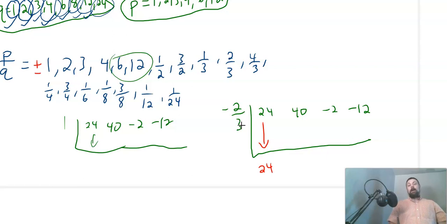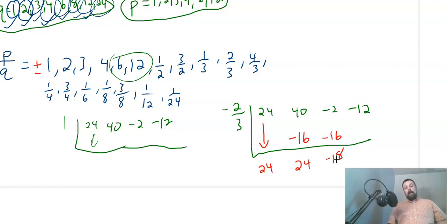24 divided by 3 is 8. 8 times -2 is -16. So I write the result underneath the next number inside the box. Add these together, I get 24 again. All right, well, that's nice because I'll get the same answer again, which is -16. Add these together, you get -18.